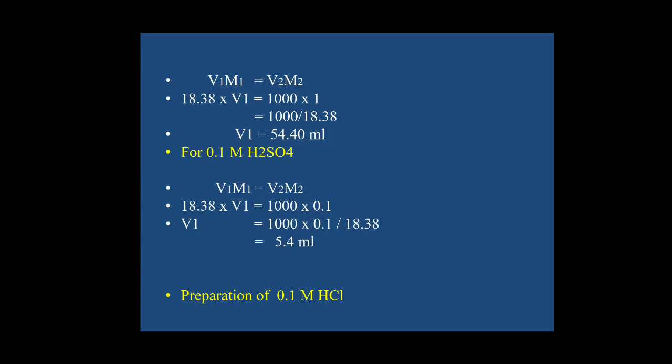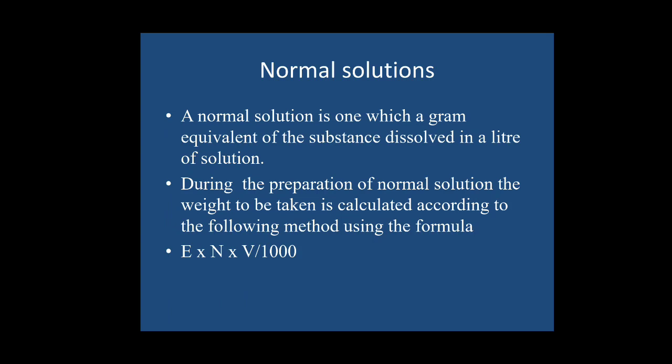Okay, now we want 0.1, so we have written 0.1 here. So 1000 into 0.1 divided by 18.38, we are getting 5.4 ml. So if we take 5.4 ml of H2SO4 and make up the volume to 1000 ml, that will be 0.1 molar. Okay, if we take 54.40 ml and make up the volume to 1000 ml, that will give 1 molar H2SO4. Similarly, 0.1 molar HCl I want you all to calculate.